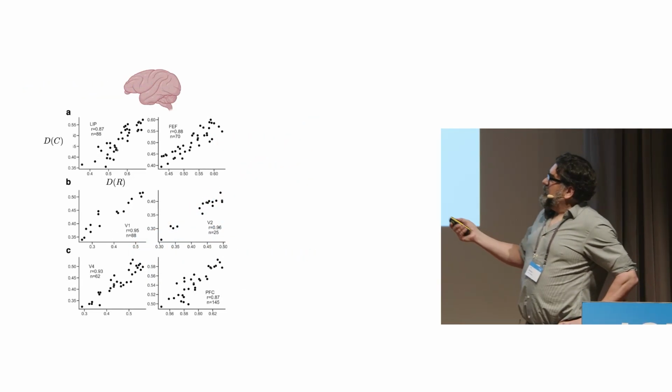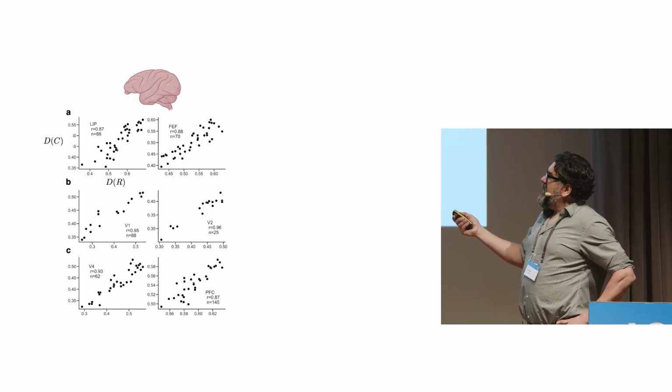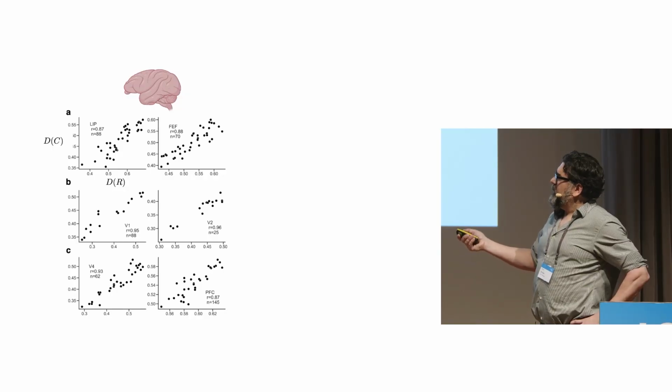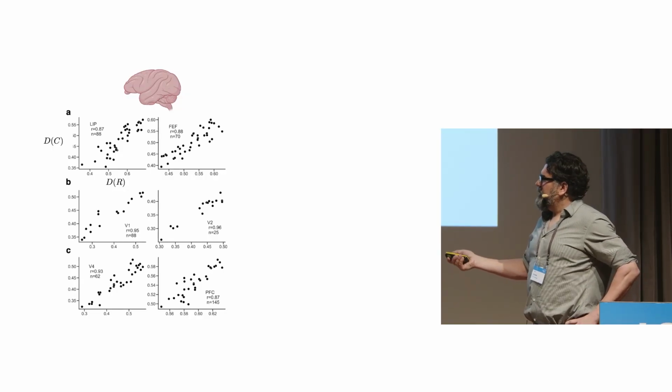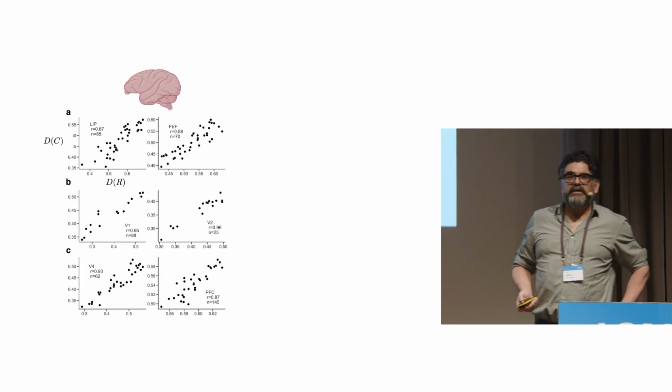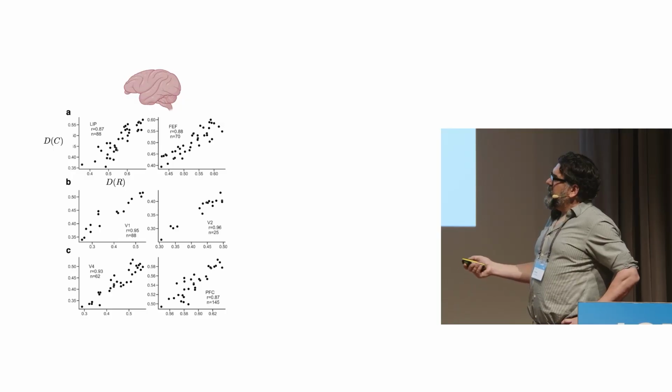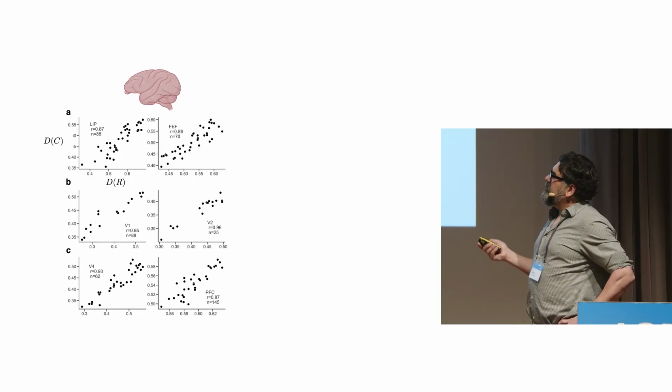This is the data you just saw. This is data in FEF, the frontal eye fields of the monkey. This is in visual area V1. This is visual area V2. This is visual area V4. This is prefrontal cortex. So across the monkey brain, we tend to see this linear relationship between the distribution of firing rates and the dimensionality of noise correlations.